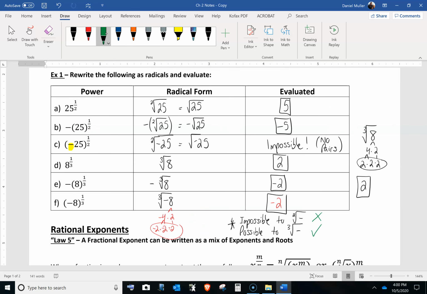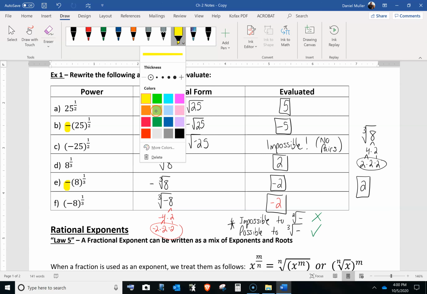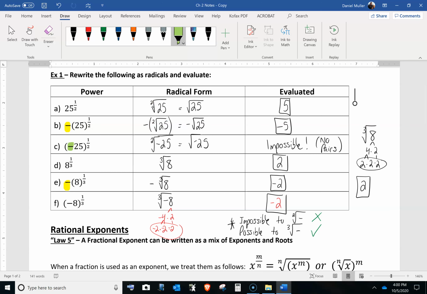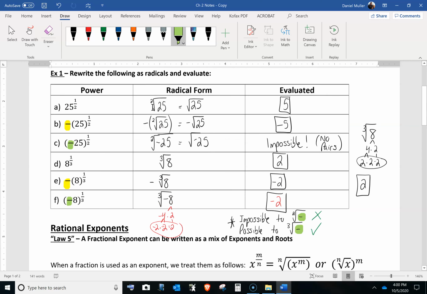So that's it for here. You need to know how to write these in radical form and then evaluate them. And then keep in the back of your mind, when is there a negative on the outside? So in this case, it's B and E. And when is there a negative on the inside? Because when there's a negative on the inside, sometimes it's impossible, and sometimes it's not. So keep that in mind. And if it's on the outside, well, you could always have a negative on the outside. So we're going to do this. We're going to make it a little bit more complex down below here. But this is a good intro to all of this.